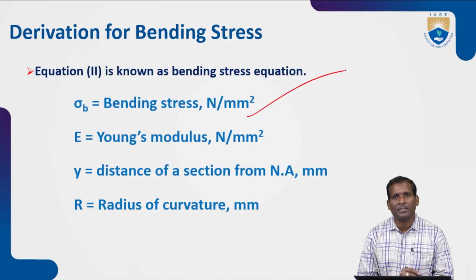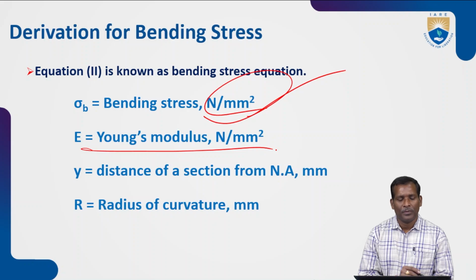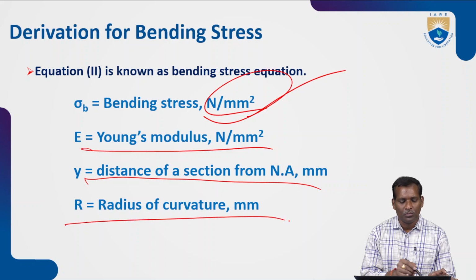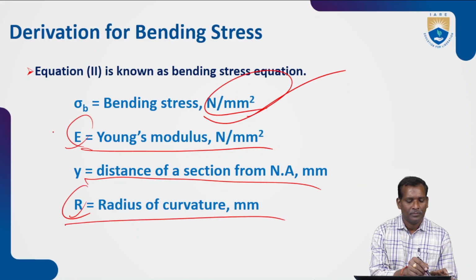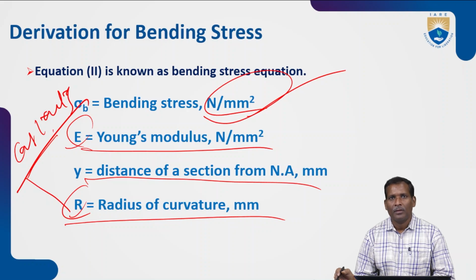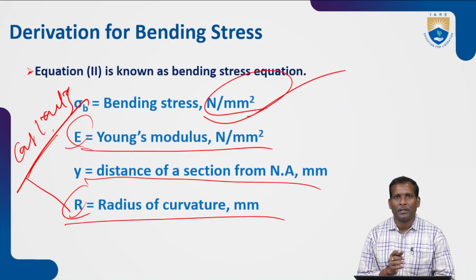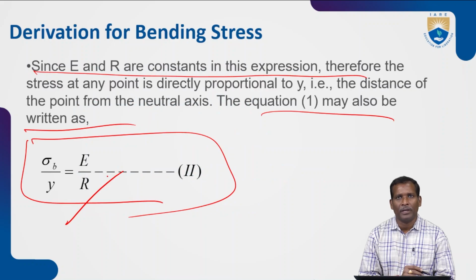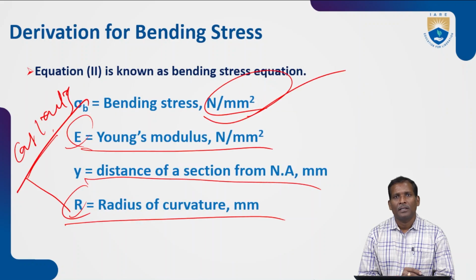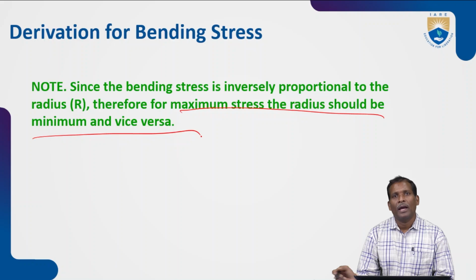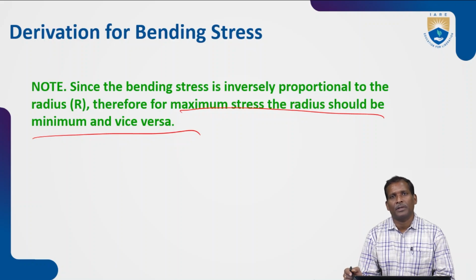Here sigma b is the bending stress, with units of Newton per mm square. E is Young's modulus, in Newton per mm square. y is the distance of a section from the neutral axis, and R is the radius of curvature. These two are constants, there is no change. Since the bending stress is inversely proportional to the radius, as per the derivation sigma by y is equal to E by R, the maximum stress occurs at the minimum radius and the minimum stress at the maximum radius, and vice versa.